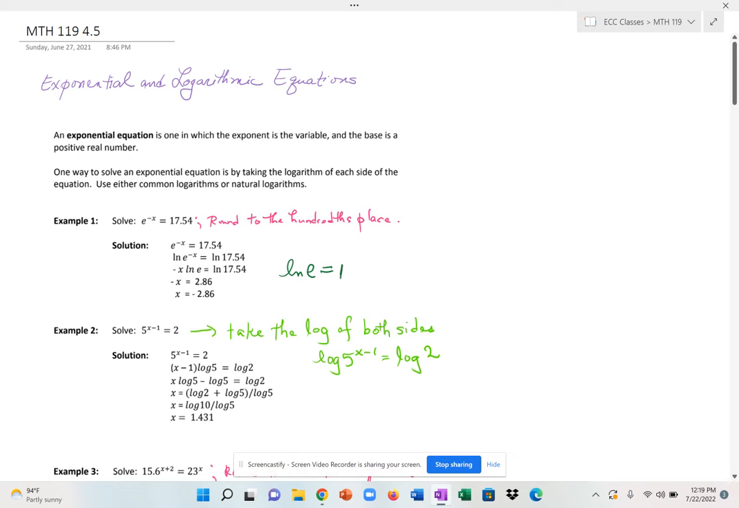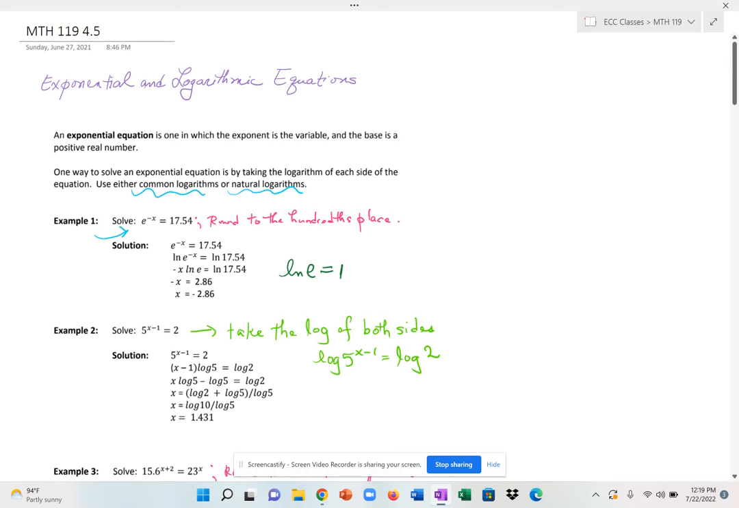And one way to solve an exponential equation is to take the logarithm of each side of the equation. You can use either the common logarithm, which is log, the one with the base 10, or a natural logarithm, which is ln. Either one will work. So this is an example of that.